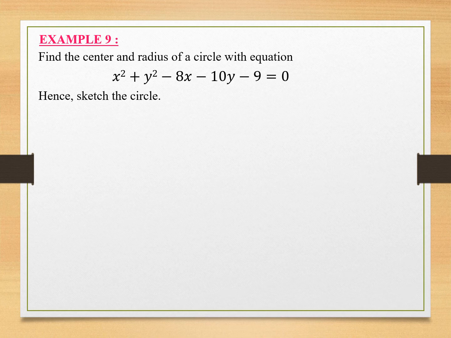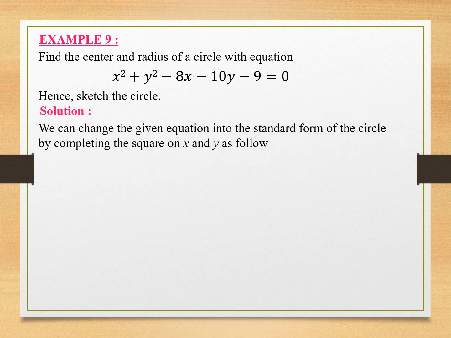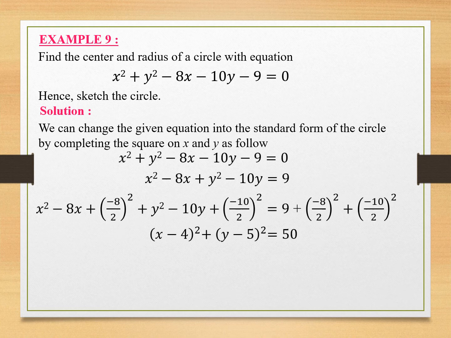Example 9. Find the center and radius of a circle with the equation x² + y² - 8x - 10y - 9 = 0. Hence, sketch the circle. Solution. We can change the given equation into the standard form of the circle by completing the square on x and y as follows. So the final solution we get in the standard form is (x - 4)² + (y - 5)² = 50.